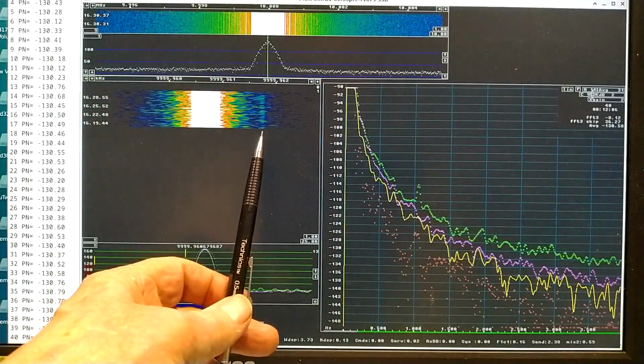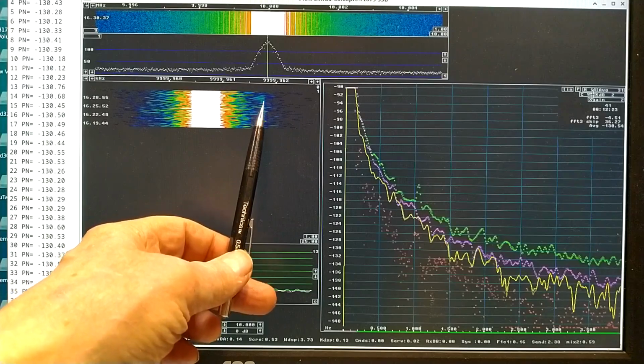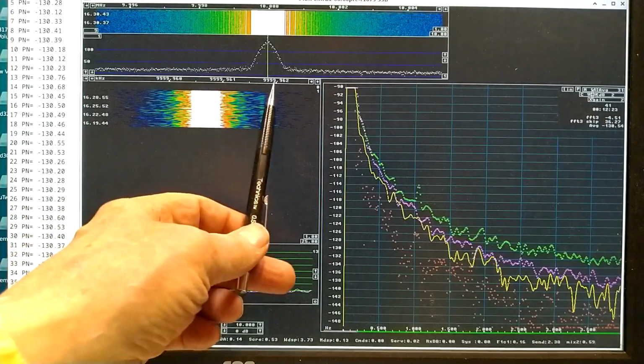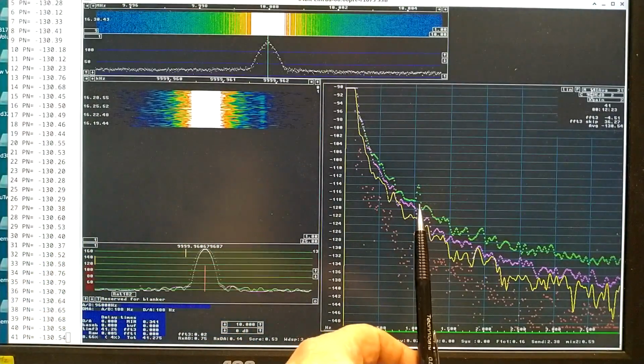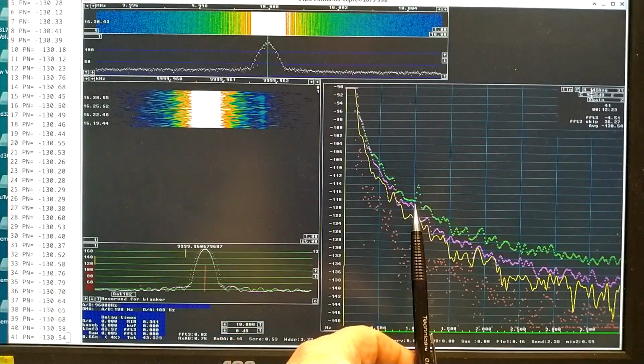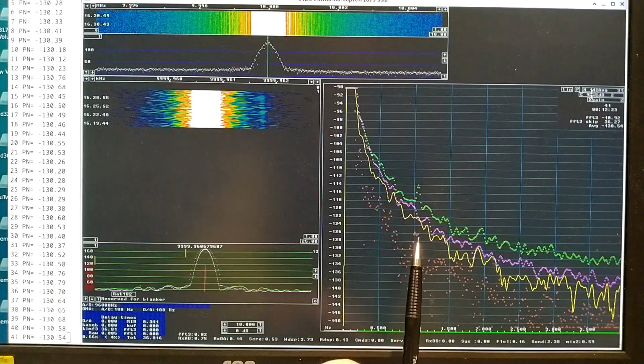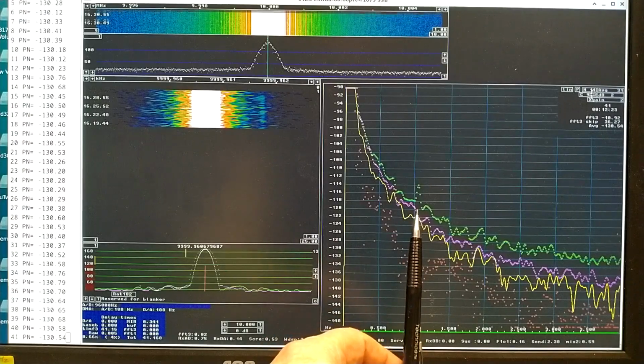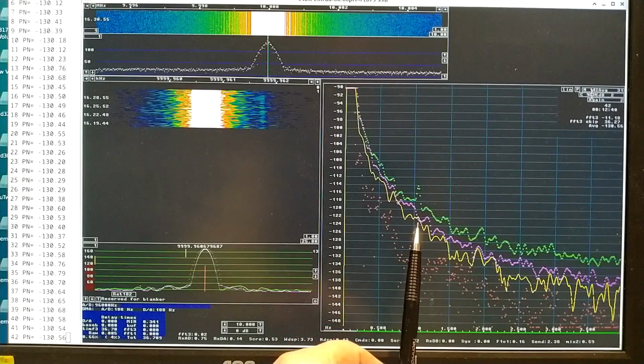There is a spur here about 1 Hz from the carrier. There is 1 Hz from here to here, and I can see it here. It's only in channel 1, or at least it is much stronger in channel 1. Whether it is also in channel 2 or not is too early to say.